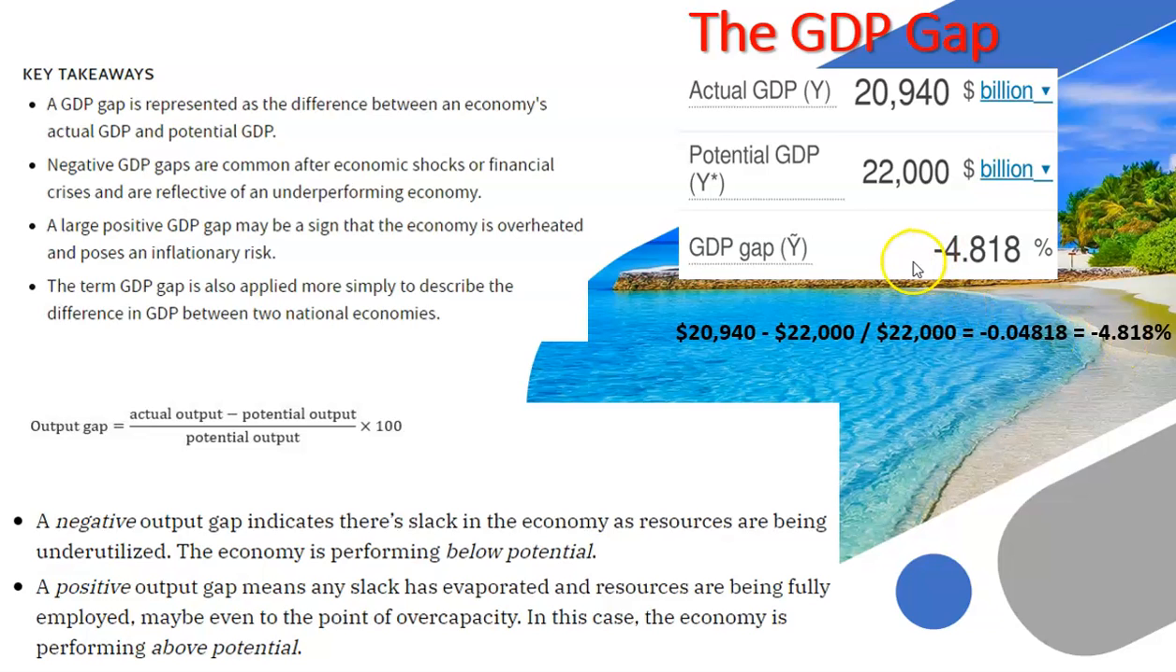This is a negative gap. We are underperforming by almost 5%. That's what that means. This is how we figured this one out.